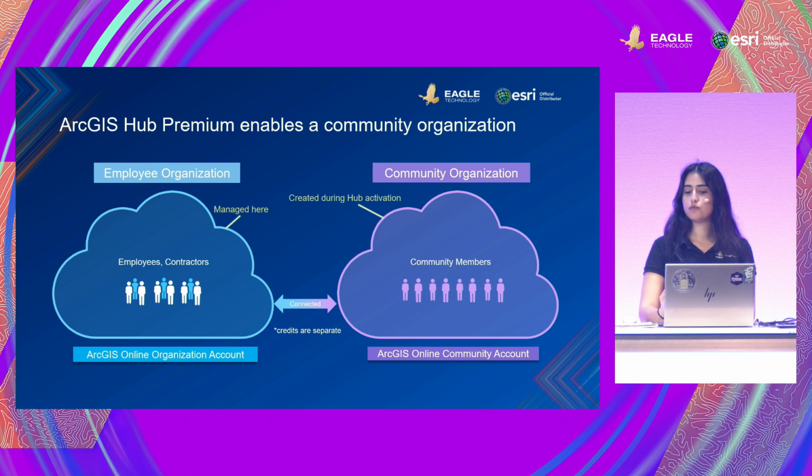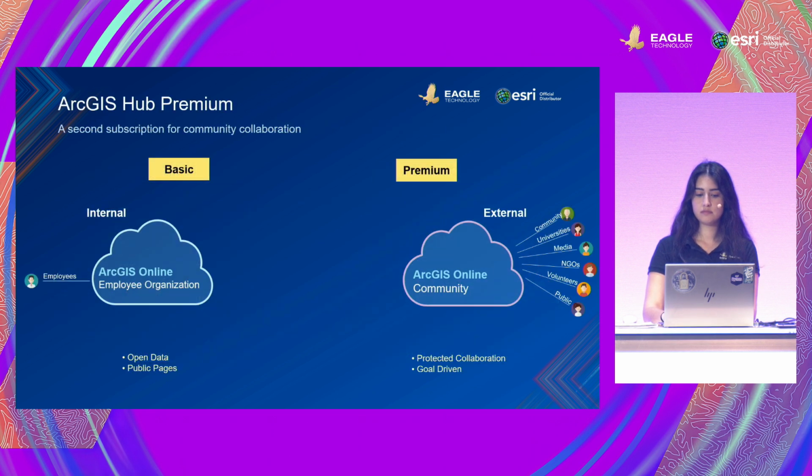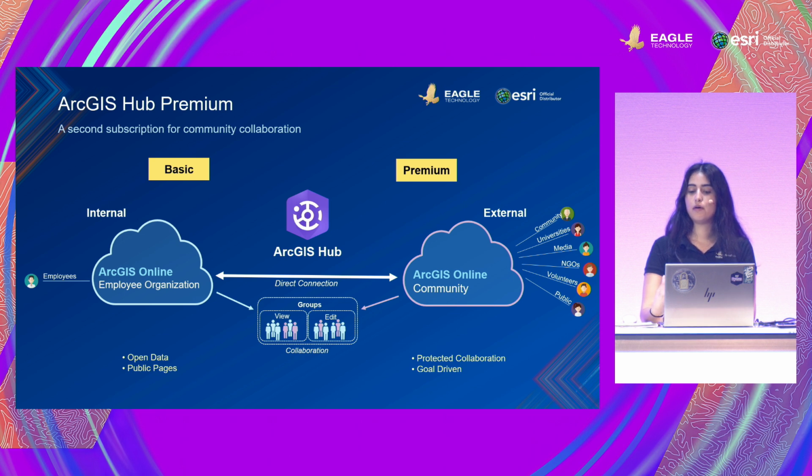And this is possible because when you get Hub Premium, a new organization is stood up, and this is your community organization. So this organization is specifically designed to manage these community accounts for people that you want to share content with, but you don't want to provide full access to your main employee organization. So you don't need to worry about external people being able to access the data and the space that you and your team work in, because they're held in a completely different space. But that being said, the hub site and the community organization are administered in your employee organization.